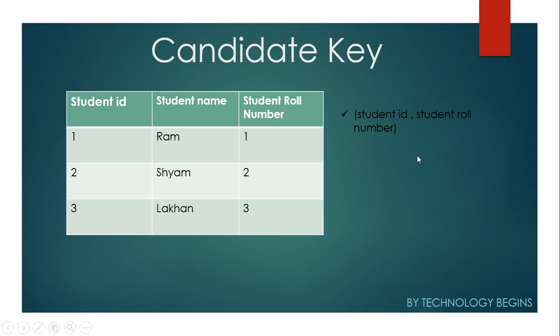Okay. Here are the combinations of candidate key: student ID, and student roll number, and here is one example. Using these we can identify the unique row from the table, and we have to select one candidate key as the primary key. So we can select either student ID as the primary key or student roll number as the primary key.